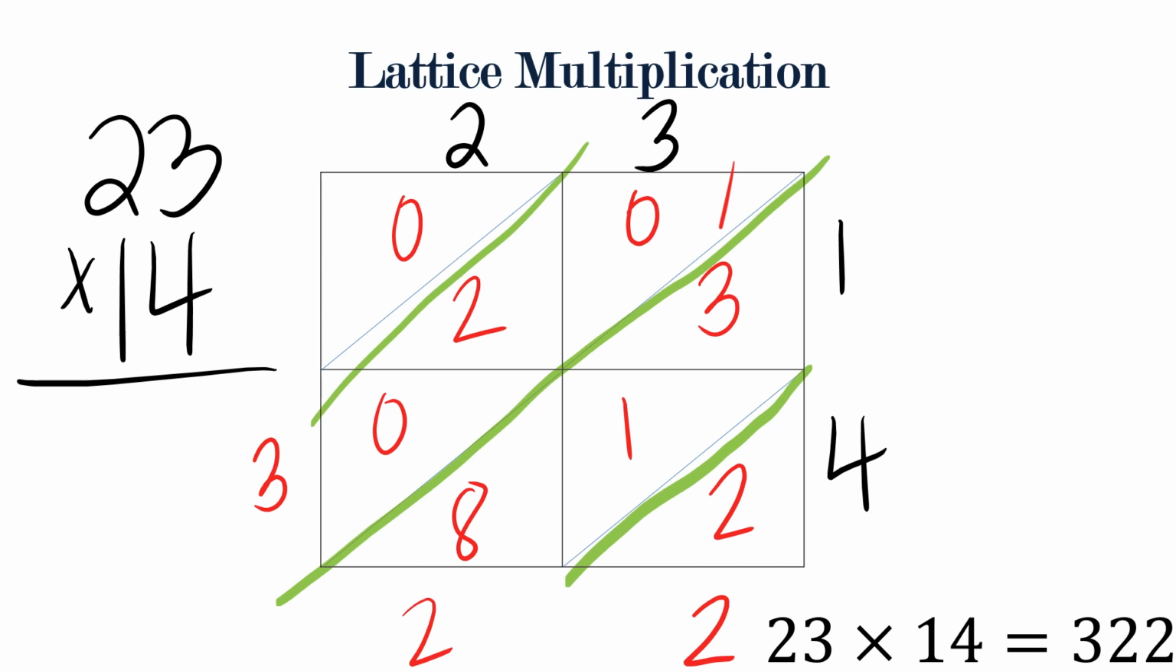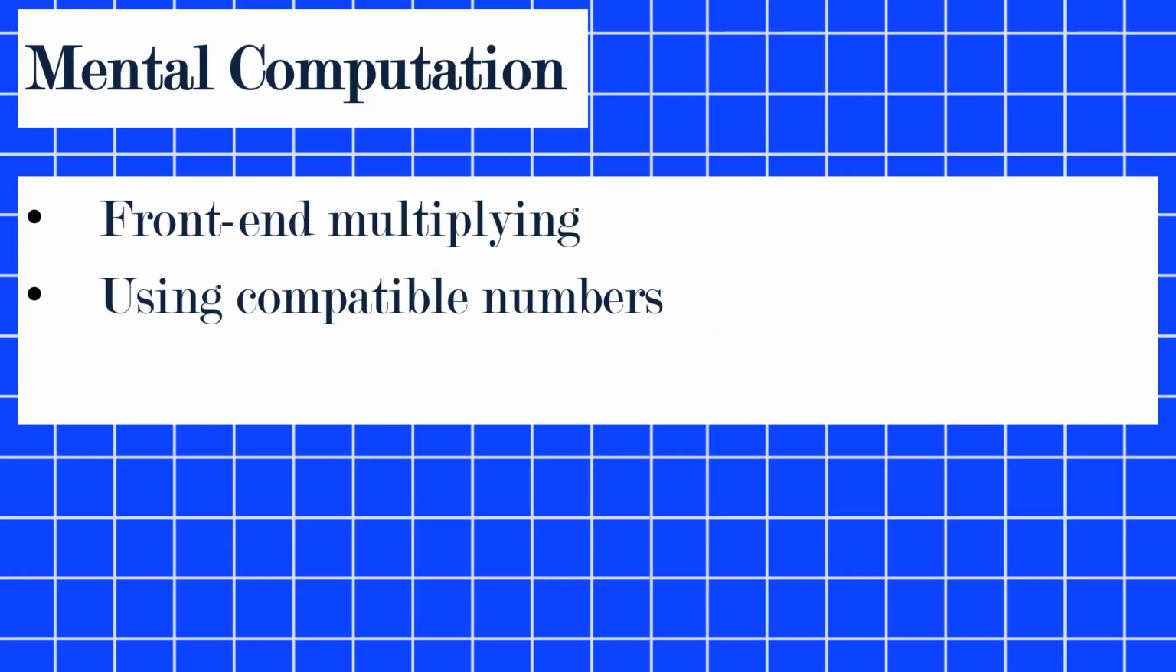All right, so I think this is a really fun way to multiply. And it's a good strategy for teaching students how to multiply large numbers together pretty quickly. All right, so last thing we're going to talk about is some mental computation and estimation with multiplication. So the methods that we have for mental computation of multiplication problems, we have front-end multiplying and then also using compatible numbers.